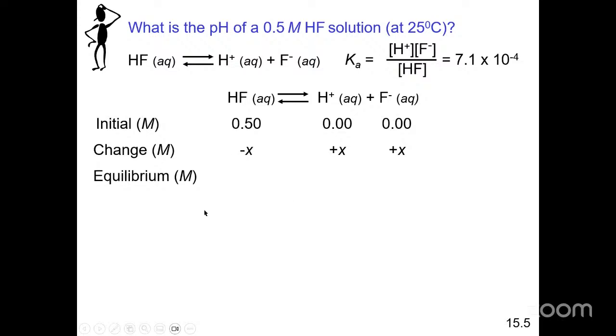So what are we going to end up with? We're going to end up with 0.50 minus X as far as the concentration of HF is concerned. We're going to end up with the concentration of H plus and F minus being X and X in each case, right? So these are the equilibrium concentrations.